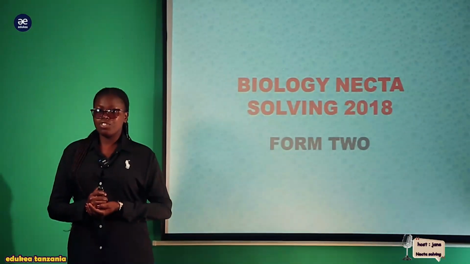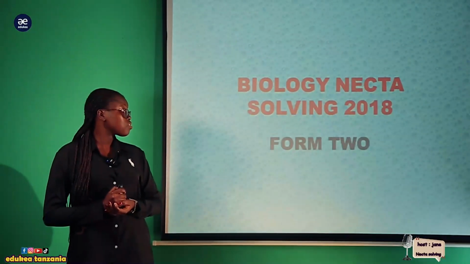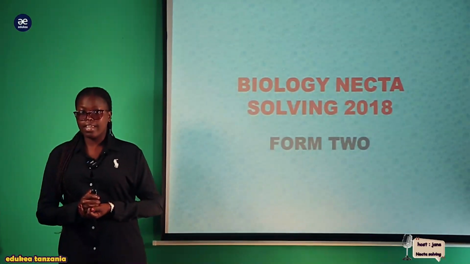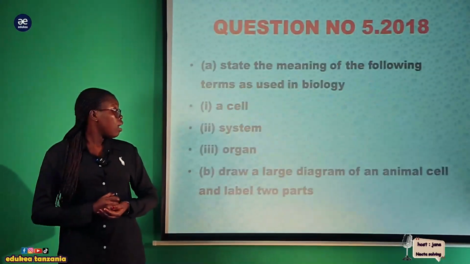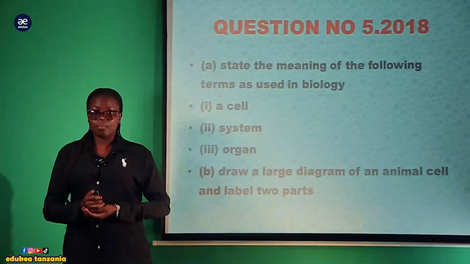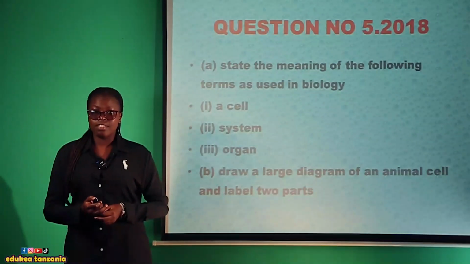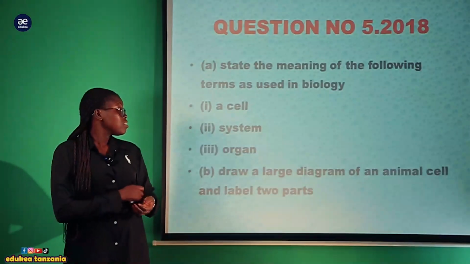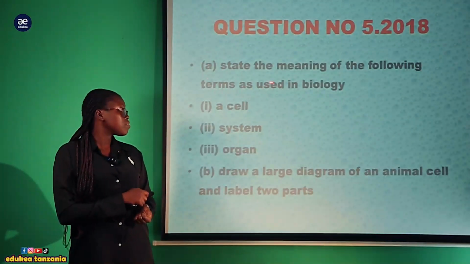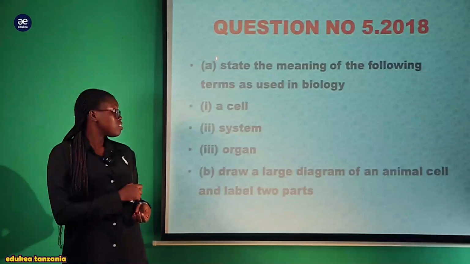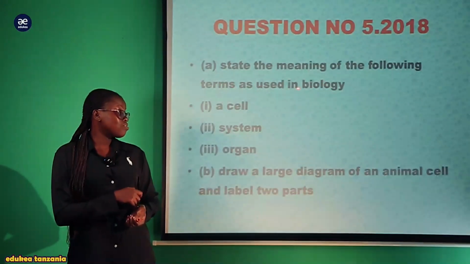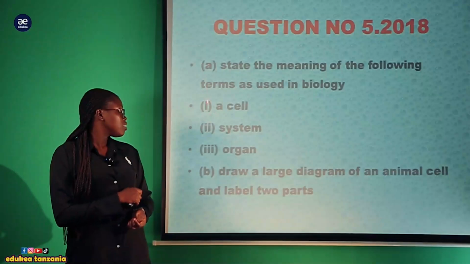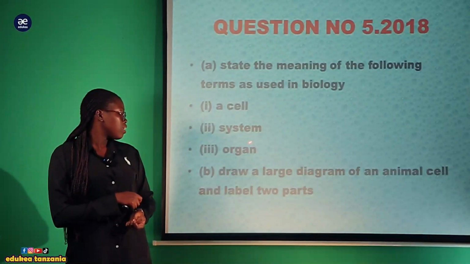And in today's session, we are proceeding with solving the biology NECTA questions for the year 2018. Our question now is question number 5 for the year 2018. The question states: Roman A, state the meaning of the following terms as used in biology. The first one is a cell, the second one is system, the third one is organ.